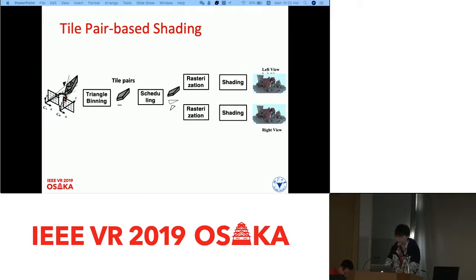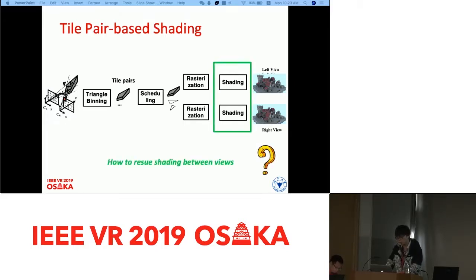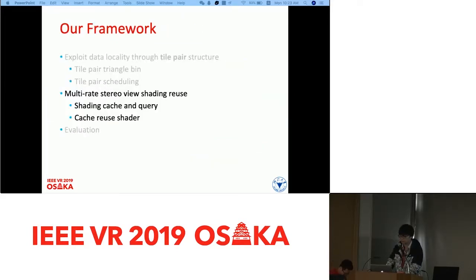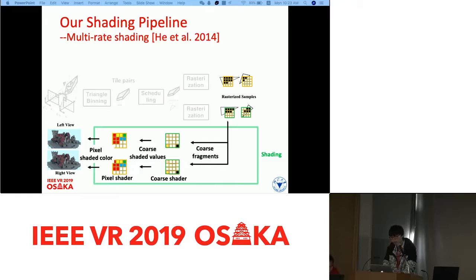Okay, once we can use Typehair as the scheduling unit to perform rasterization and shading, we can localize the I/O and reduce the bandwidth. Then our next problem is how to reuse shading between views. In brief, the core structure behind our stereo view shading reuse is a cache-based shading system. A cache reuse shader stage is designed to adaptively reuse the shading result. We adopt the previous multi-rate shading pipeline in our framework.